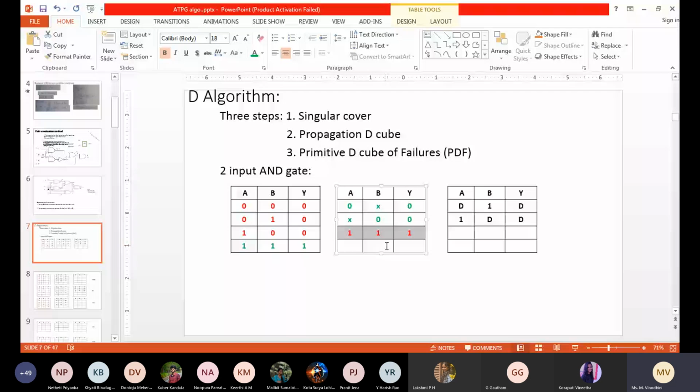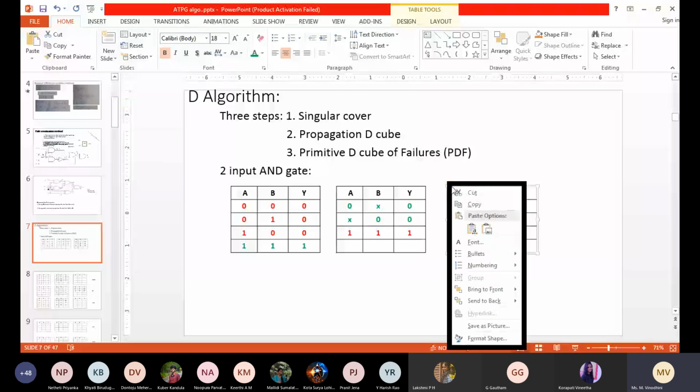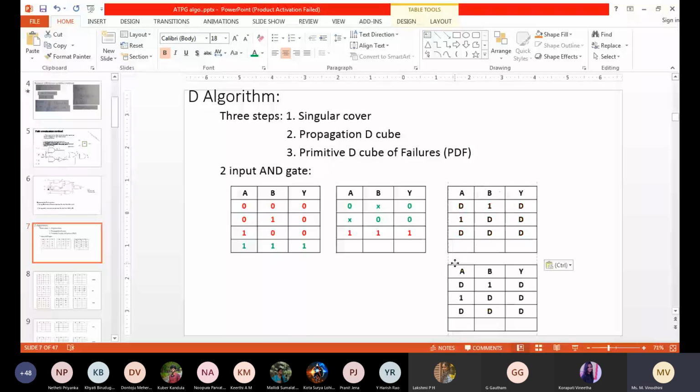So the opposite value we need to consider as the bad gate value. So that means in place of 1, I'm getting 0. In place of 1, if I'm getting 0, that is D or D bar? D. So this is said to be the propagation D cube. Using the method whatever I told you, students, you get this propagation D cube.